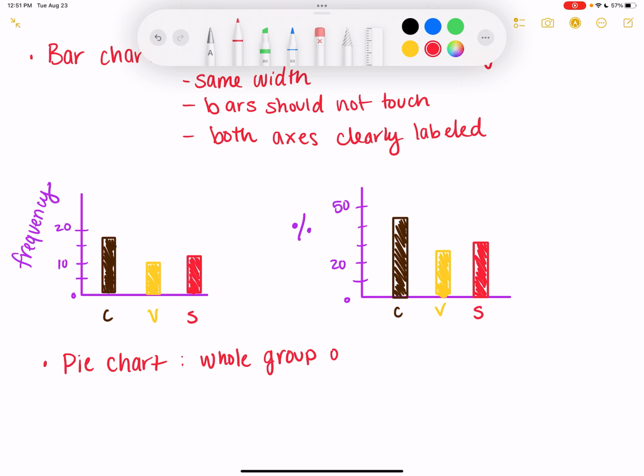A lot of times if I tell you on a quiz or a test to draw a picture of the data or whatever, you can choose which option you want to use.